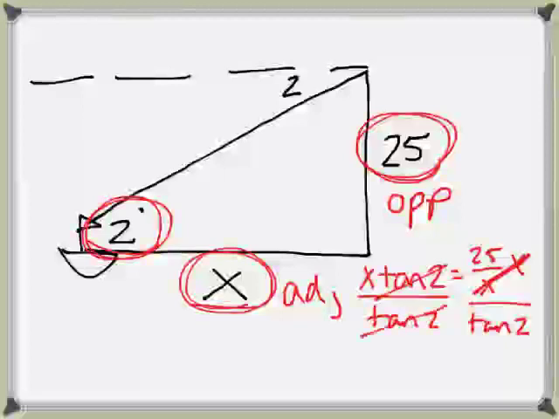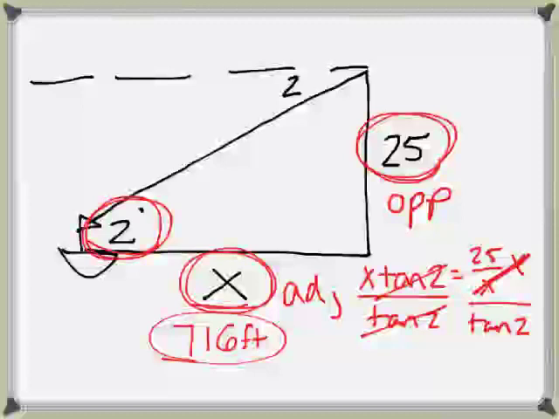So in the calculator, then, we do 25 divided by tangent of 2. And what do we find for x? About 716 feet. Now that seems like a really big number. So it's always a good idea to make sure that this answer is plausible. The lighthouse is only 25 feet high. So our answer is a whole lot bigger than the other side.